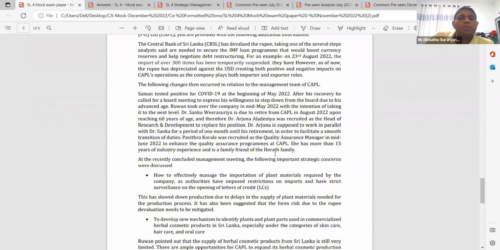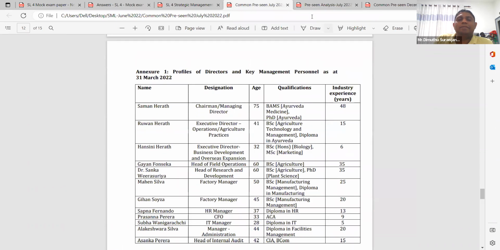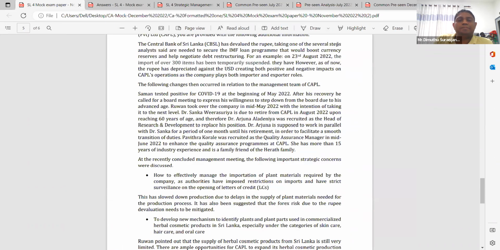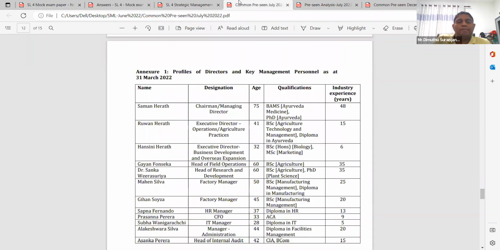Then it says the following changes occur in relation to the management team of CAPL. Someone tested positive for COVID-19 at the beginning of May 2022. So who is someone? The chairman, right? After his recovery, he called for a board meeting to express his willingness to step down from the board due to his advanced age. One took over the company in mid-May 2022. One may be the son, no? Yes, his son.